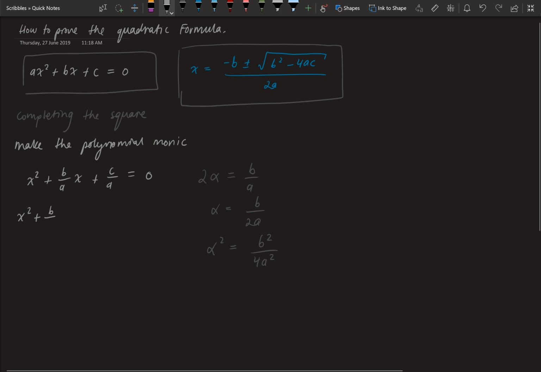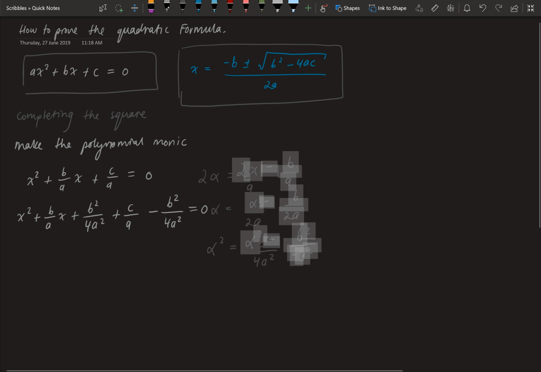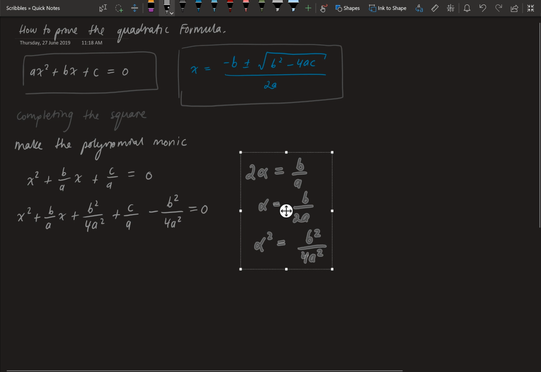So we have x squared plus b on a x plus alpha squared, which is b squared on 4a squared, and then I'll put plus c on a there just so we can separate it out, and then we minus off that same thing that we just added. It's just a constant, it's not a variable, so we're not breaking any major rules. Hopefully I can just move that over a bit. Okay.